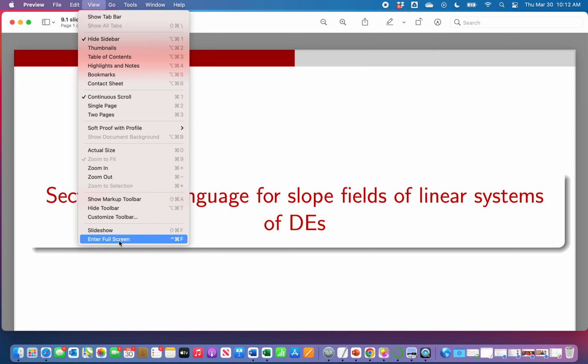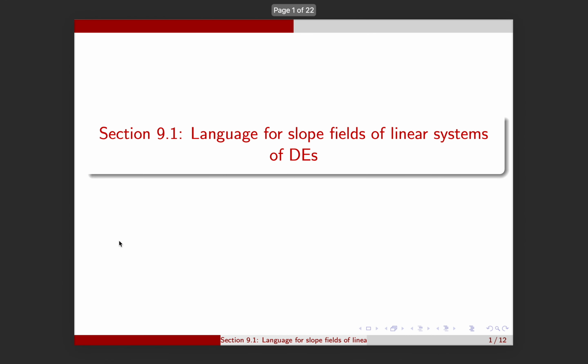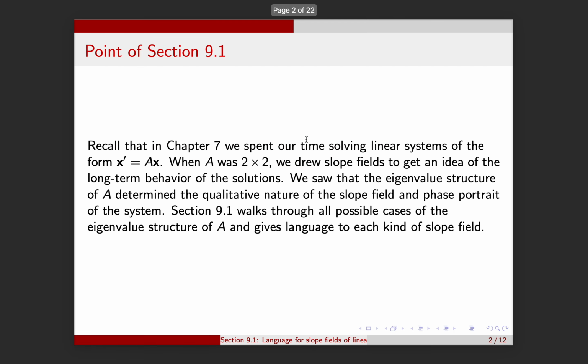Everybody, welcome to a hopefully brief video on section 9.1. As we discussed in class last time, the point of this section is just to develop some language for the different kinds of pictures you see when you draw slope fields for linear systems.